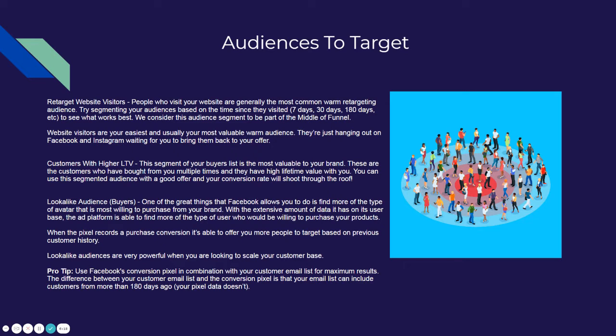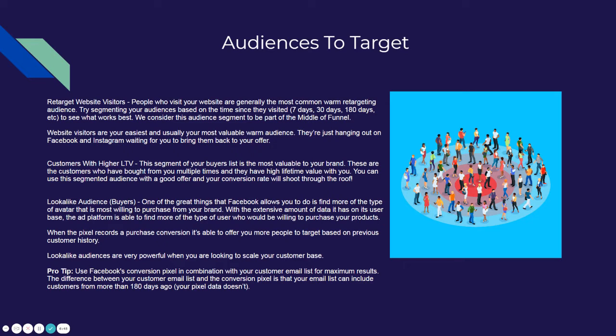We consider this audience segment to be part of the middle of funnel. Website visitors are the easiest, and usually your most valuable warm audience. Your other warm audiences are things like your social media following and the engagers. But anyone landing on the site is moving further down your sales process and showing more intent and engagement with your brand and what it has to offer. They're just hanging around on the likes of Facebook and Instagram, waiting for you to bring them back to your offer, essentially.